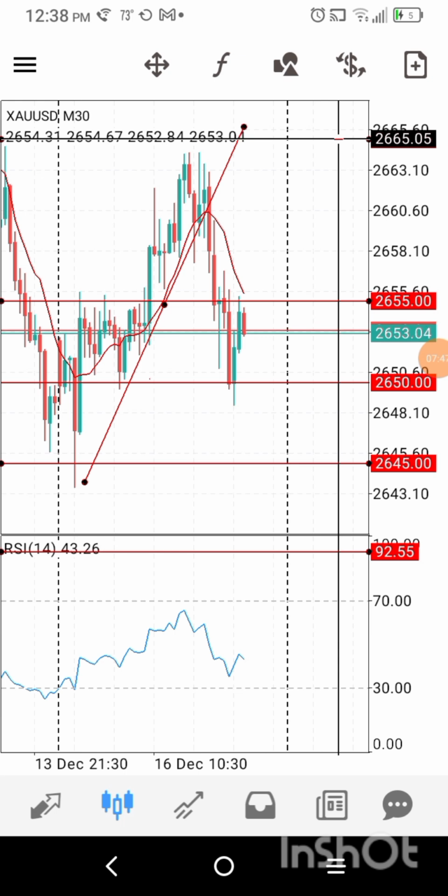This is how you identify key levels and how to trade trend lines to identify the trend.